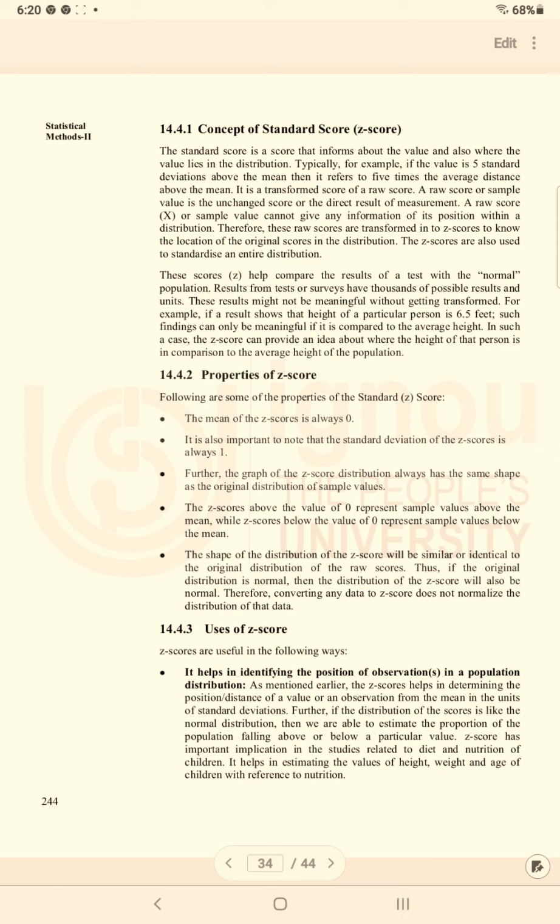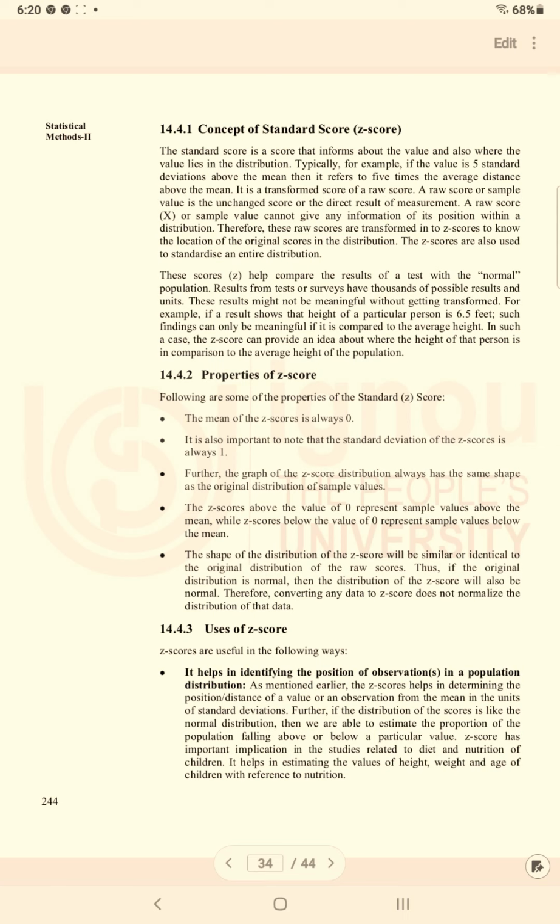The shape of the distribution of the z-score will be similar or identical to the original distribution of the raw scores. Thus, if the original distribution is normal, then the distribution of the z-score will also be normal. Therefore, converting any data to z-scores does not normalize the distribution of that data.